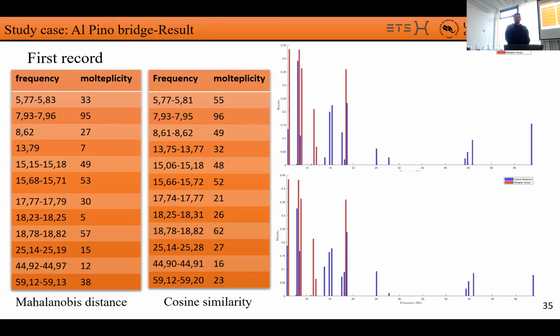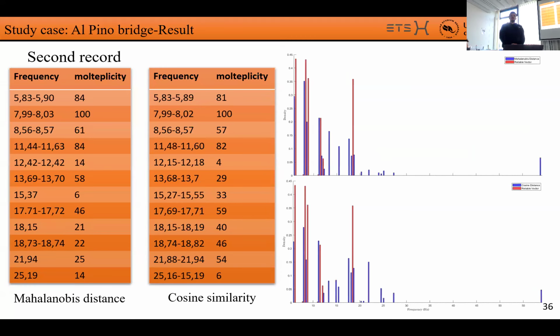In the histogram, the blue one is the result obtained with this methodology, while the red one is the values obtained with the reliable vector. As you can see here, we basically obtain the same values obtained in the reliable vector. So we get the most probable frequencies, but decreasing the computational time a lot. Also, another important thing to remember is that the result will depend a lot on the records that we are using.